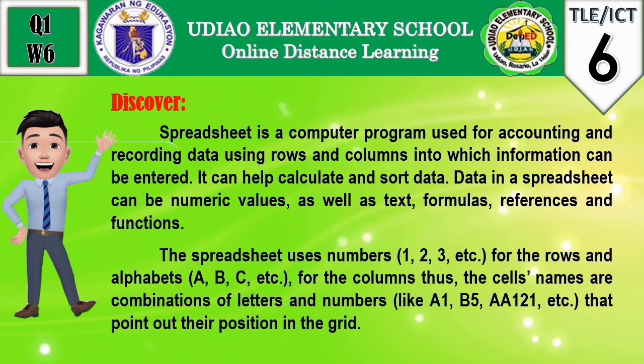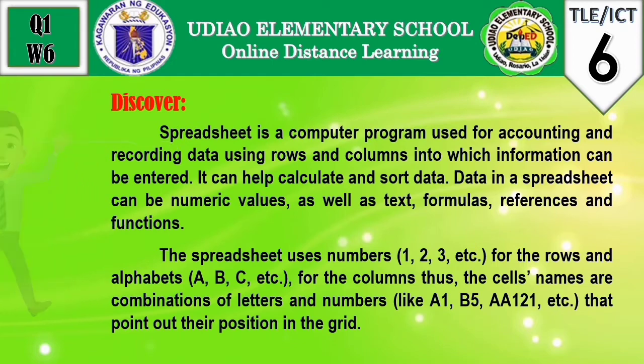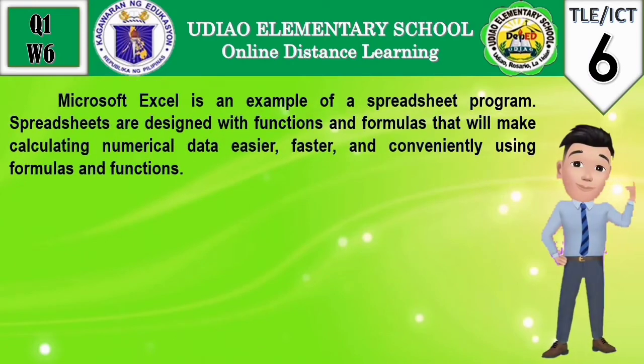The spreadsheet uses numbers 1, 2, 3, etc. for the rows and alphabets A, B, C, etc. for the columns, thus, the cells' names are combinations of letters and numbers like A1, B5, AA121, etc. that point out their position in the grid. Microsoft Excel is an example of a spreadsheet program.